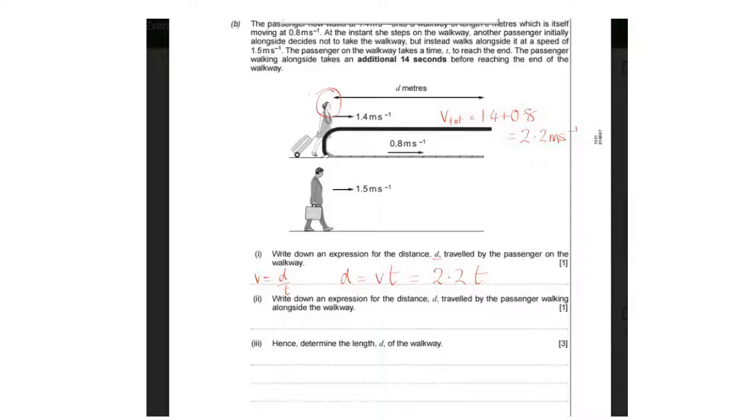The man walking alongside takes an additional 14 seconds before reaching the end. So d for him is going to be his velocity, 1.5 metres a second, times t plus 14. Now we're ready with the simultaneous equations. We've got two simultaneous equations in terms of d and t.